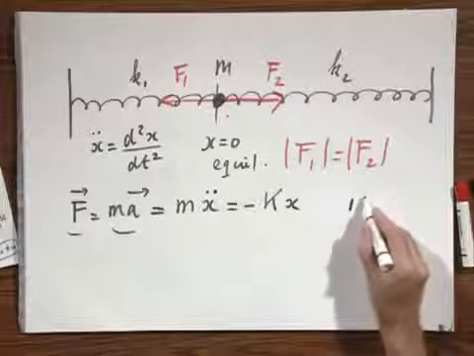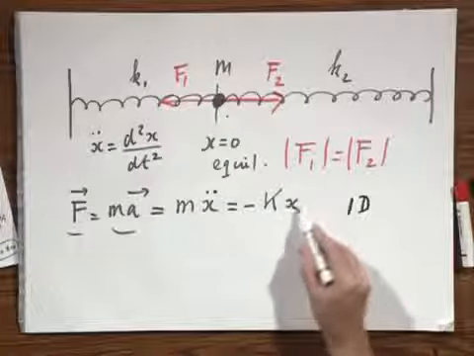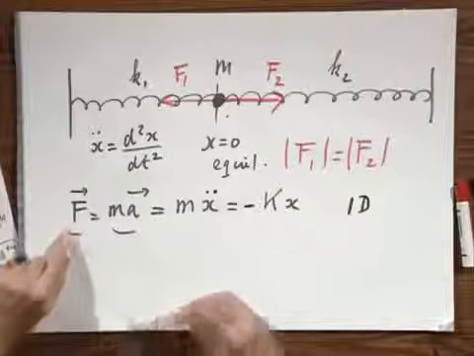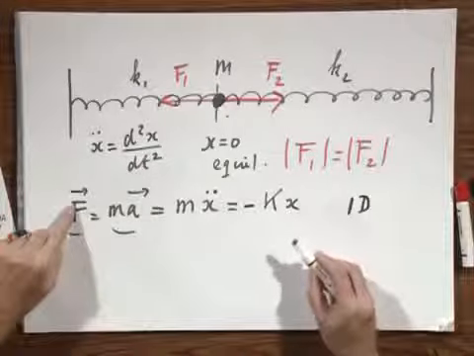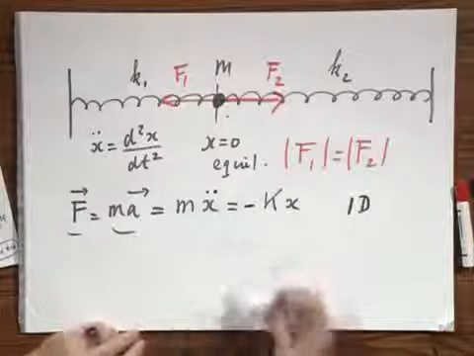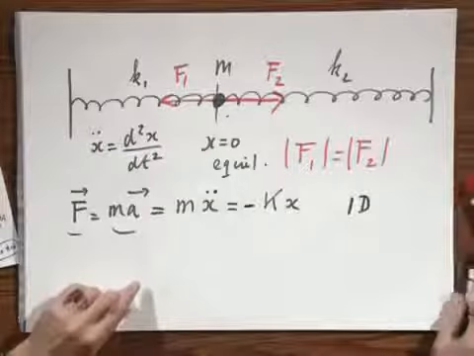Why don't I put arrows over here? Well, because this is a one-dimensional vector equation. If x is positive, this minus sign will tell you that the force is in the minus direction. If x is negative, the minus sign will tell you that the force is in the positive direction. So I really don't have to put the arrows over here.